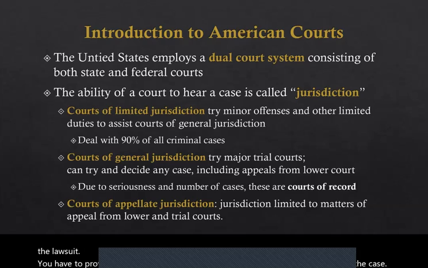So that being said, when we think of jurisdiction, there's really three types that we should think about and appreciate. Right? So we have courts of limited jurisdiction, courts of general jurisdiction, and courts of appellate jurisdiction. Now, courts of limited jurisdiction try minor offenses and other limited duties to assist the courts of general jurisdiction, right?